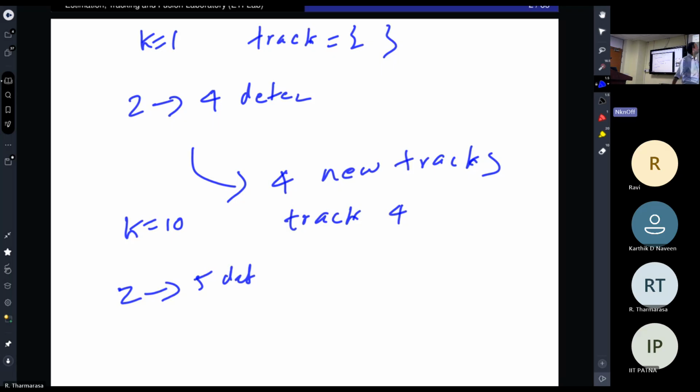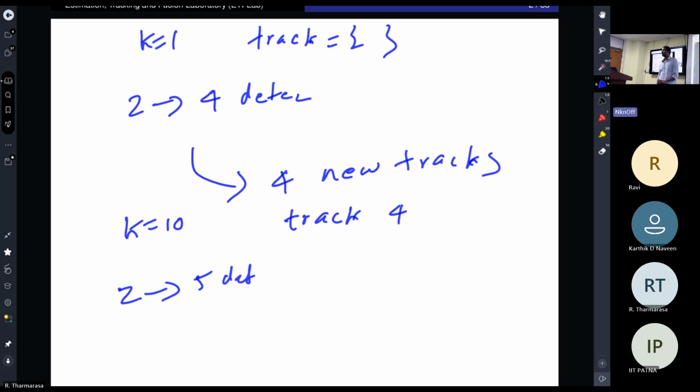Okay. So at k equal to 1 we have 4 detections, we create 4 new tracks. Now at k equal to 10, I already have 4 tracks and I have 5 detections. What do we do? First, we do the data association. You can't say that I will create 5 new tracks. That is why we don't do that as a first step.